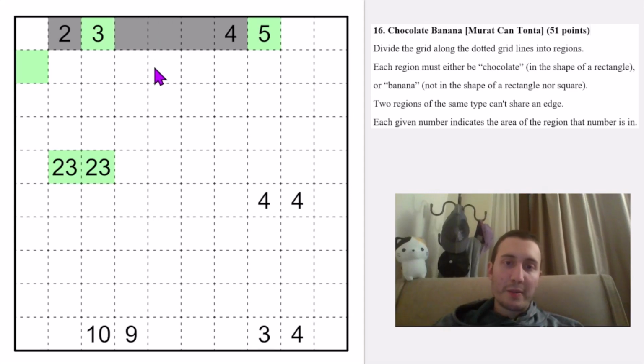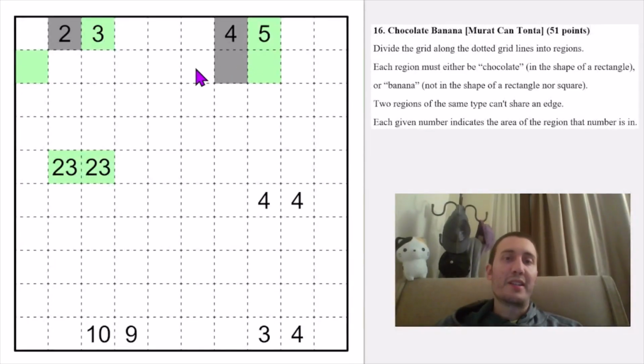The easily broken way is this. This 3 needs to be getting out, but then it connects to a larger banana region. So this 4 needs to be going down at least 1, cannot go to the right because it is a rectangle.